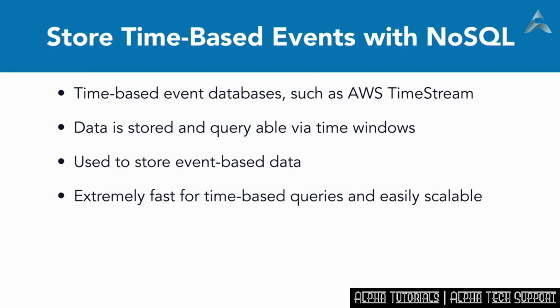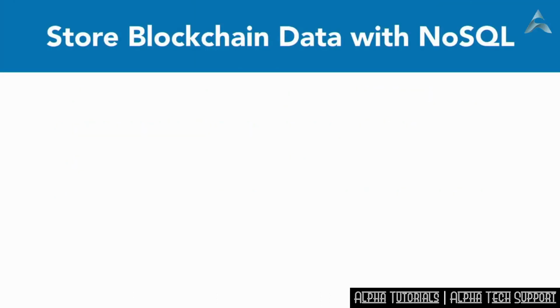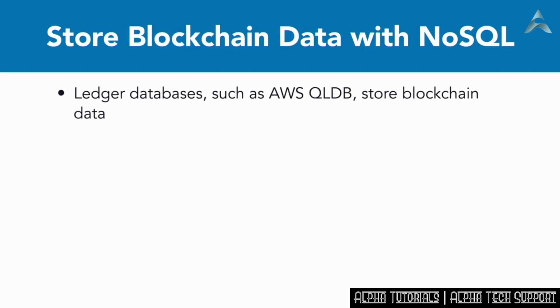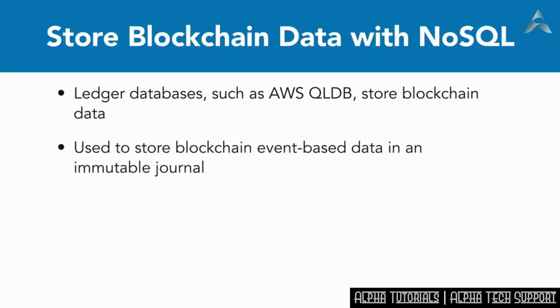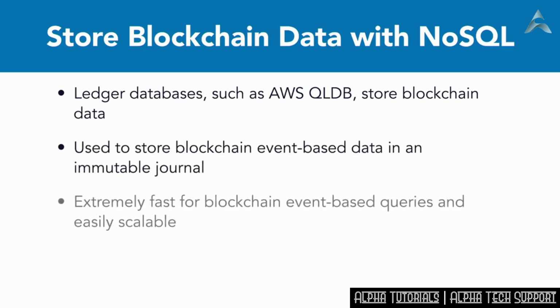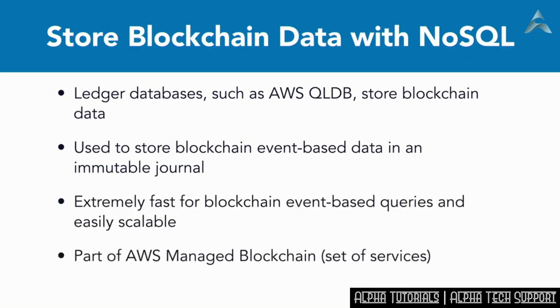So AWS Time Stream. The next type of NoSQL database is designed to store blockchain data. An example of this is Amazon QLDB, or Quantum Ledger Database. It is used to store blockchain event-based data in an immutable or unchangeable journal. It is extremely fast for blockchain event-based queries and easily scalable. And it's part of AWS Managed Blockchain, which is a set of services.